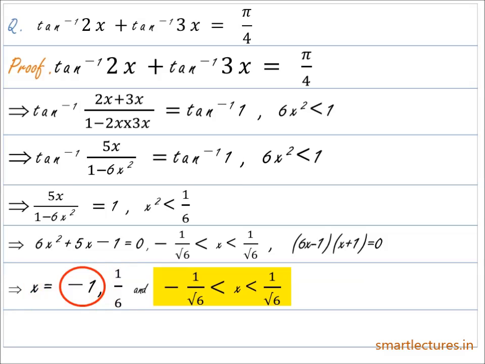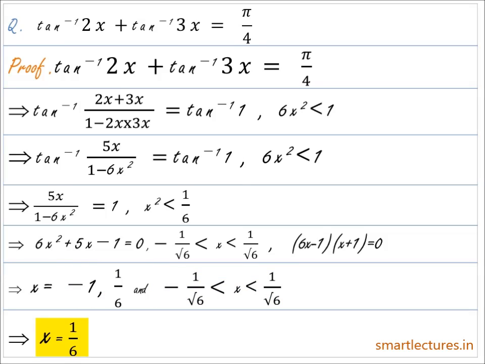But minus 1 doesn't lie between minus 1 upon under root 6 and 1 upon under root 6. So that means minus 1 is ruled out as a solution of this equation. So that means the value of x which satisfies this equation is 1 upon 6.